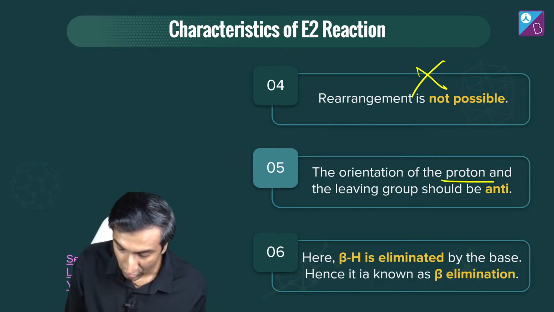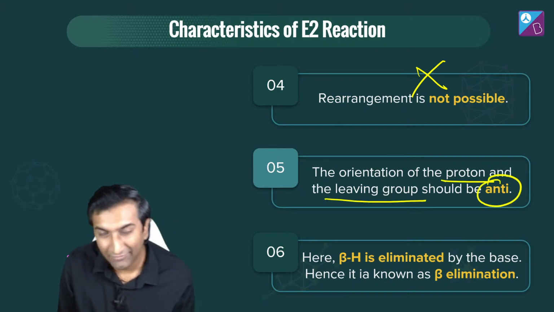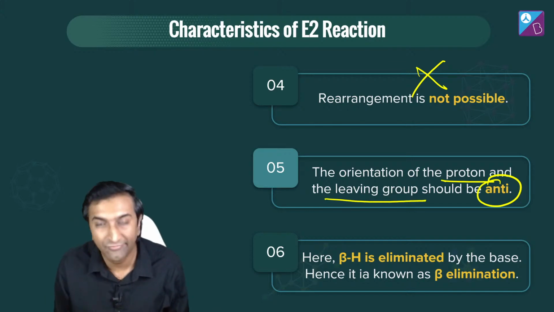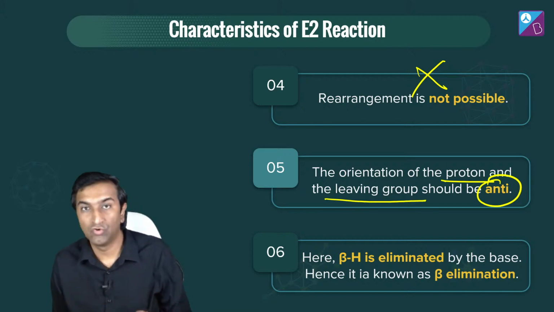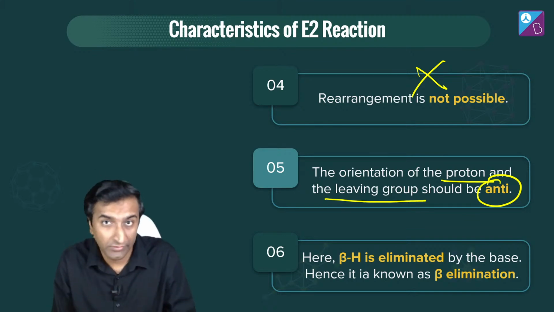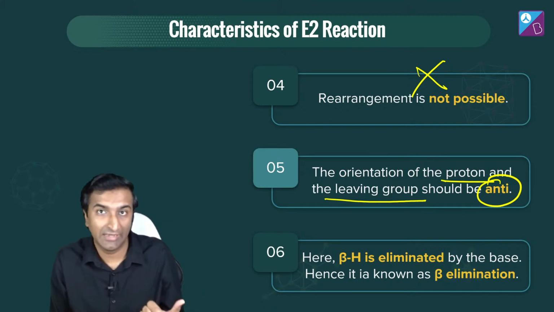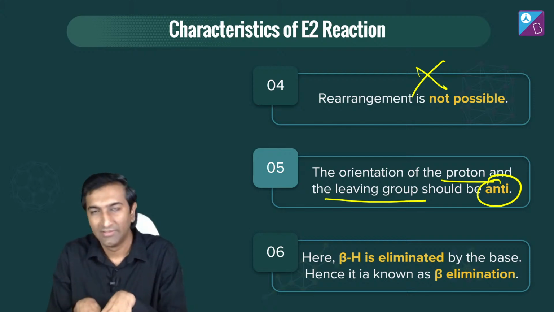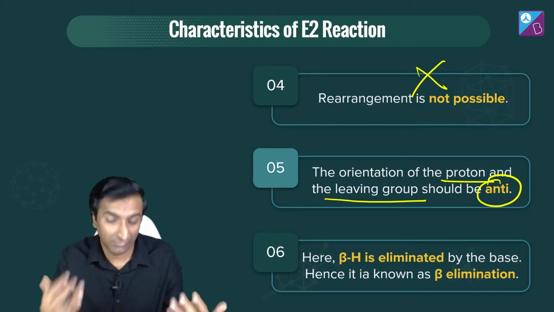The orientation of the proton and the leaving group should be anti. I have given you hints on this point number 5. We won't go into too much detail, but this has to do with the formation of an ion. If you want to go through the detail, again, stereo wala session dekh lena. I have explained this in a little bit. This is not going to be tested in NEET, but this is something for you to know.